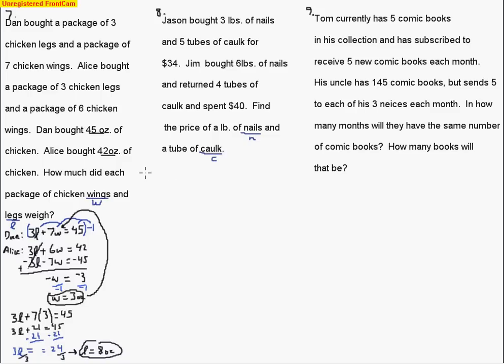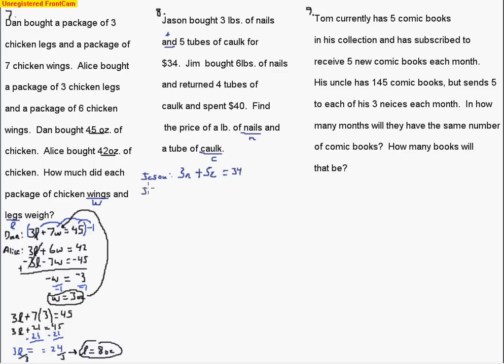And so let's go ahead and write down the two equations. We've got Jason first. So Jason bought 3 pounds of nails, so 3N. And, so, "and" means plus. So we're going to add on the 5 tubes of caulk. And that cost, well, we don't know, so we'll say C. So 5 times the cost of the caulk is the cost of all of that added to the cost of the nails. N times 3 is the cost of the nails altogether, and it totals $34.